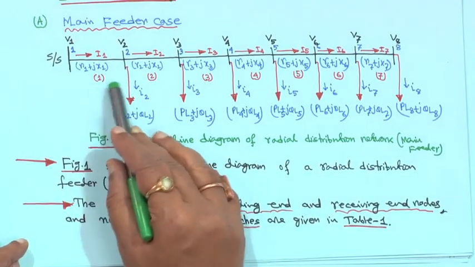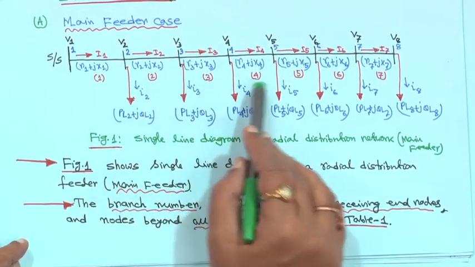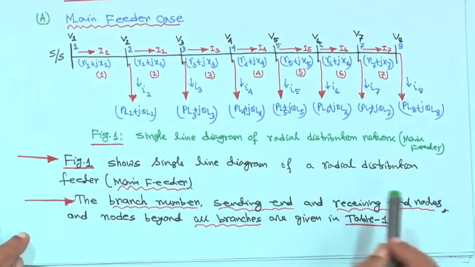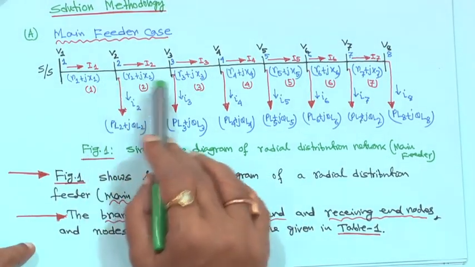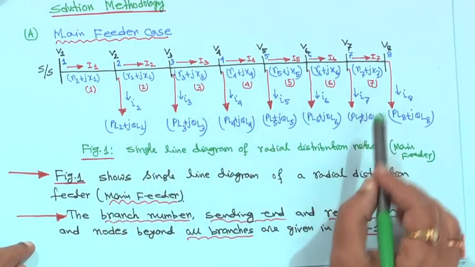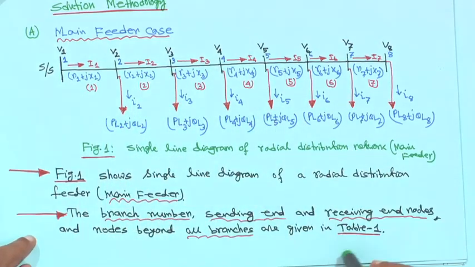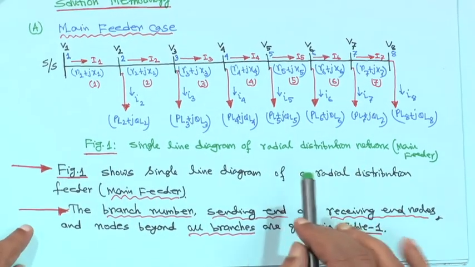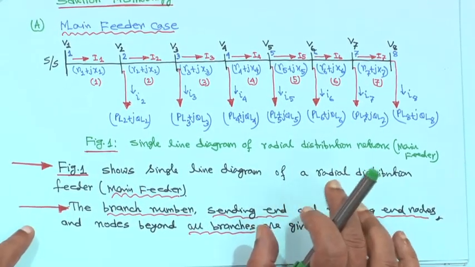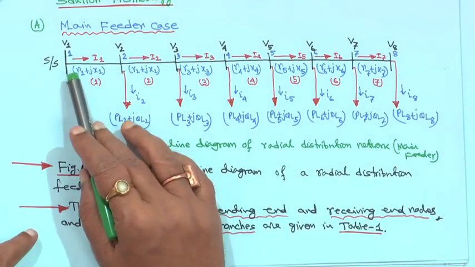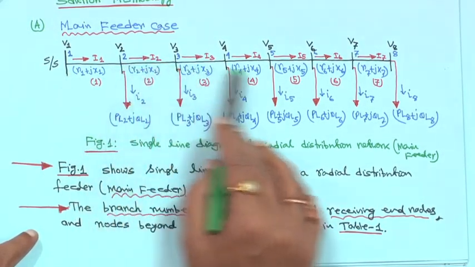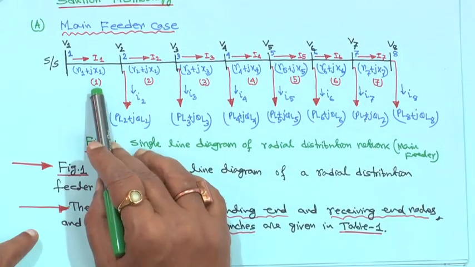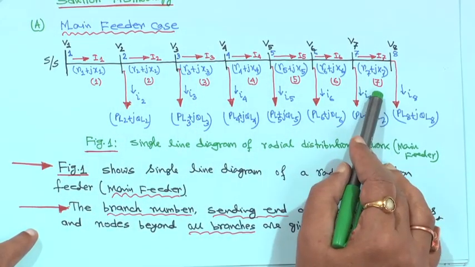And I told you all these bracketed red ink marks are the branch numbers, right. Now, what we will do now, branch number, sending end node, receiving end node and nodes beyond all branches, you have to make a table first, right? Because you have to understand first. So first you have the sending end node, receiving end node, right? All things you have to write. You have to write the branch number also. There are 7 branches here, right?